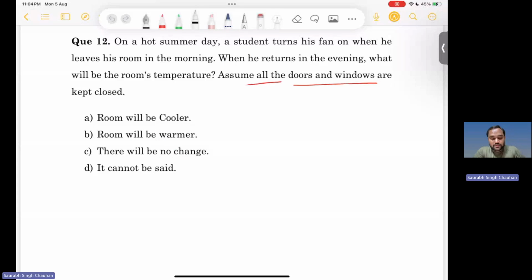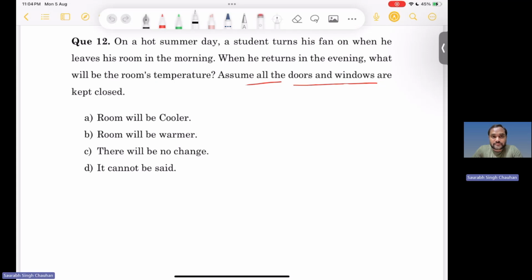I'm sorry, our meeting was stopped because there was some network interruption. So I will solve the remaining questions and I will merge this recording with the recording of our meeting and I will upload the merged video on YouTube.